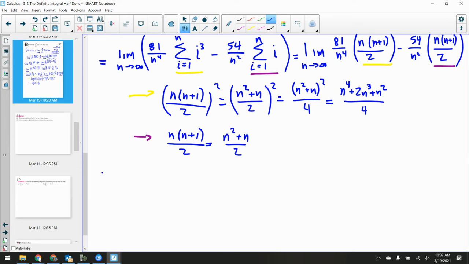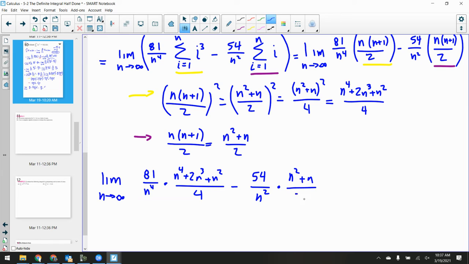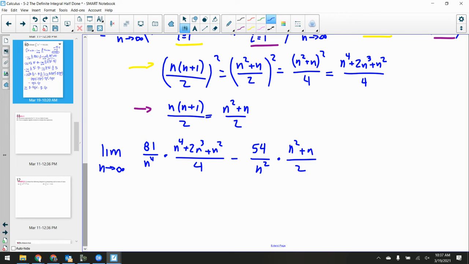So now what that means is I've got the limit as n gets bigger and bigger of 81 over n to the 4th times this yellow piece, n to the 4th plus 2n cubed plus n squared all over 4, minus 54 over n squared times n squared plus n all over 2. Okay, let's bring in these pieces here.